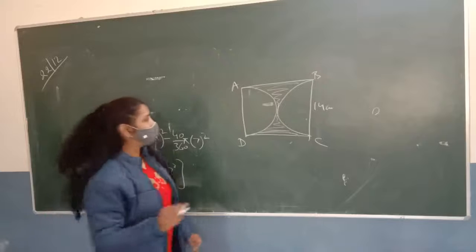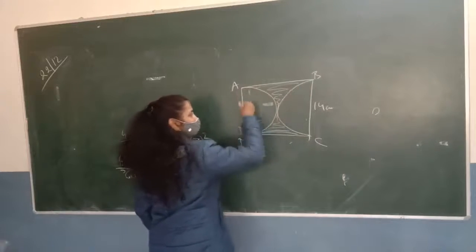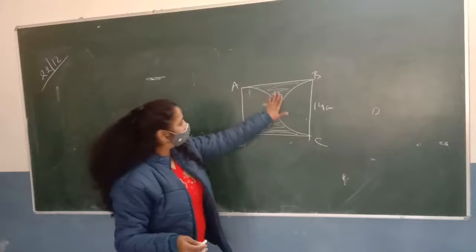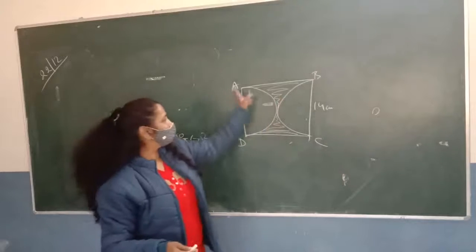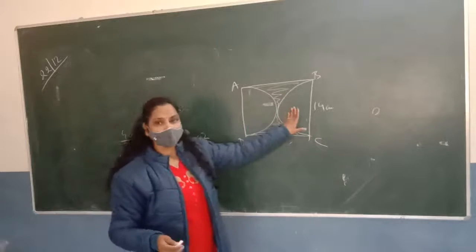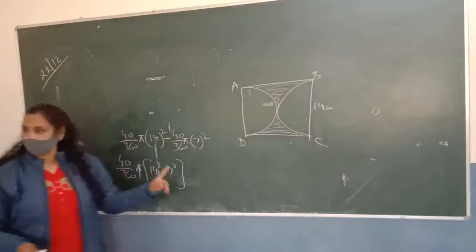Exactly. Kashish, think: if we separate the two semicircles from this square, what will be left? This portion will be left now, whose area you have to find. So from the square, what did you do? You subtracted the area of the semicircles. Okay, sit down please. Can you do it yourself?